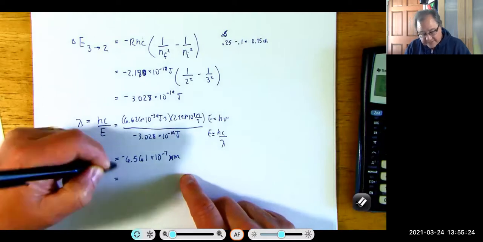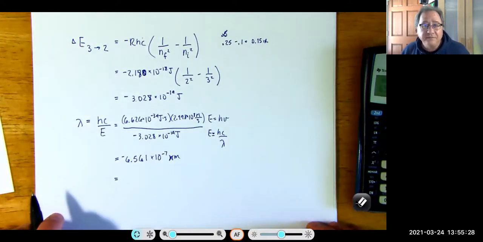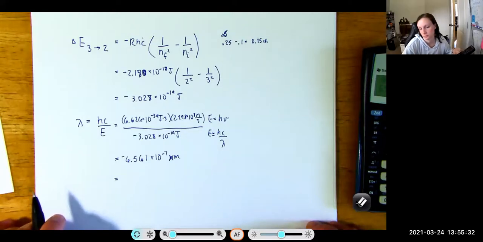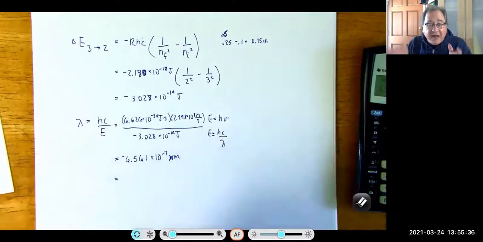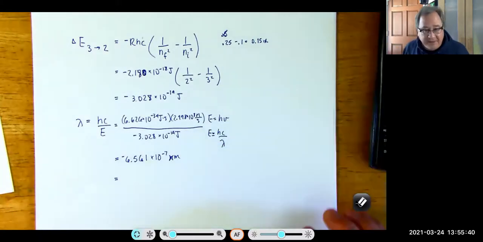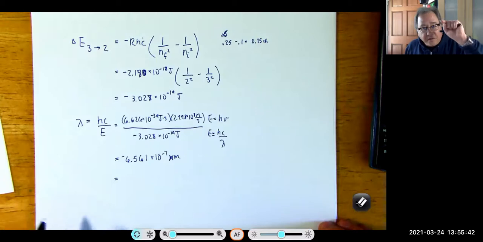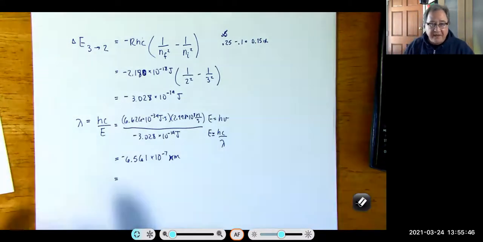Now, what does the negative sign mean for this wavelength? It is emitted. Normally, when you do this calculation, you just use the energy value. You don't use a negative because we understand it's emitted light. When you go from a high level to a low level, it's exothermic and you're emitting light.